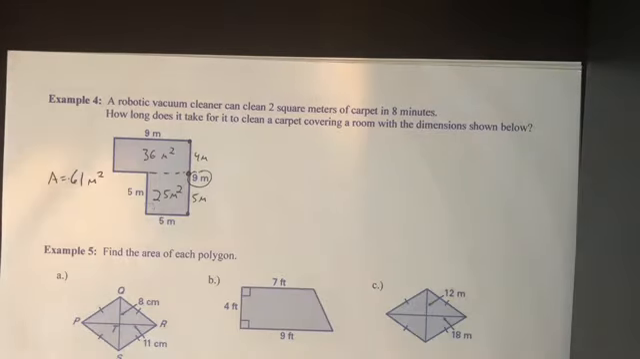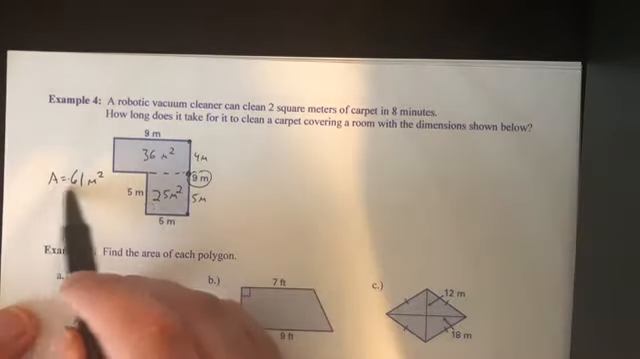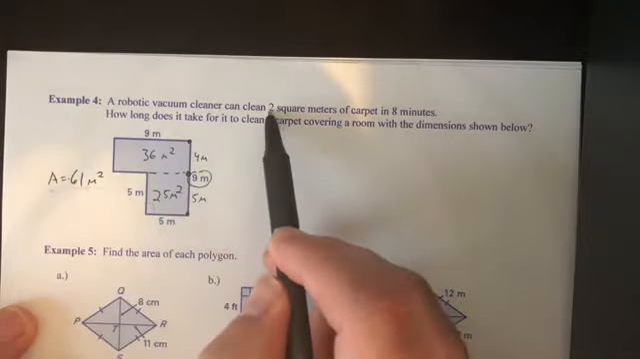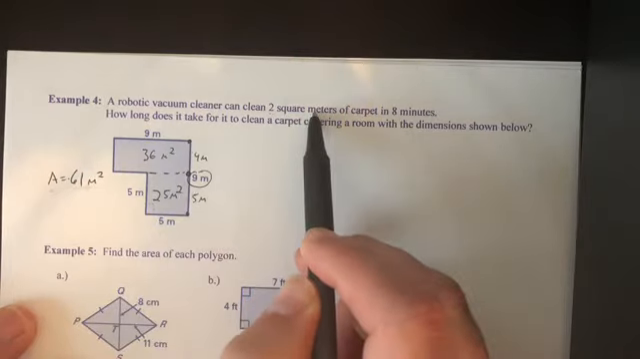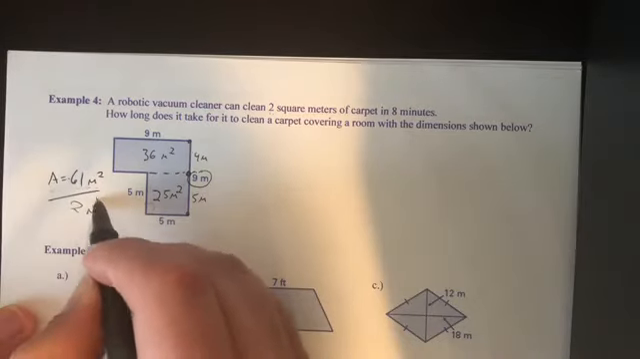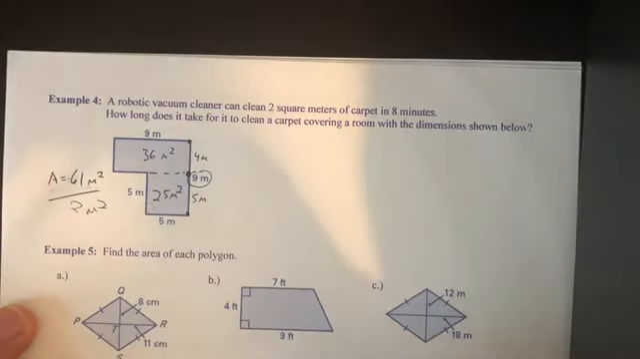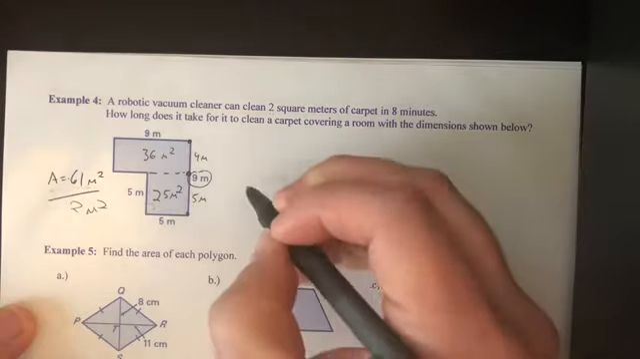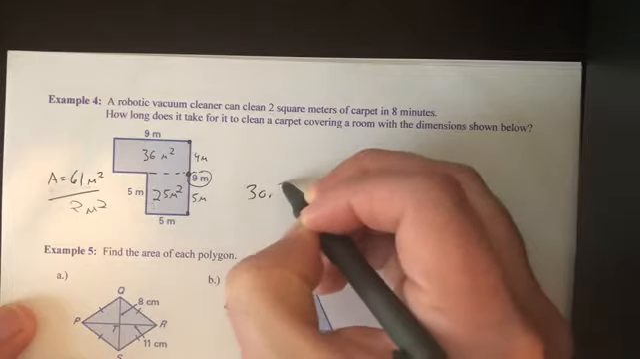How long does it take for it to clean a carpet covering a room with dimensions shown below? Well, that's the area of the room. And in the reading it said for every 2 square meters, it takes 8 minutes. So we're going to divide this by 2 square meters. And we're going to get 30.5.